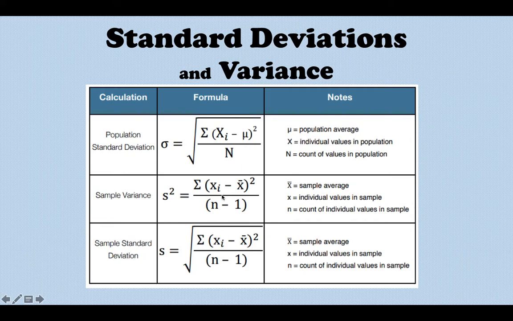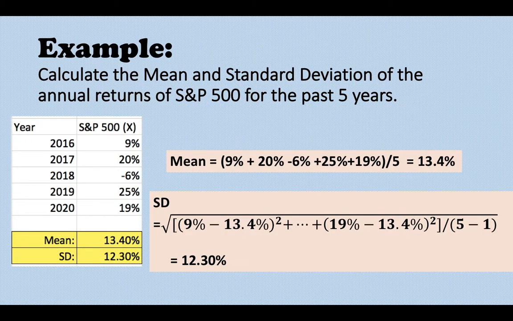So one thing is called variance. Variance is basically the square of the standard deviation. Also, you can say the standard deviation is the square root of the variance. So that's the relationship between standard deviation and variance.